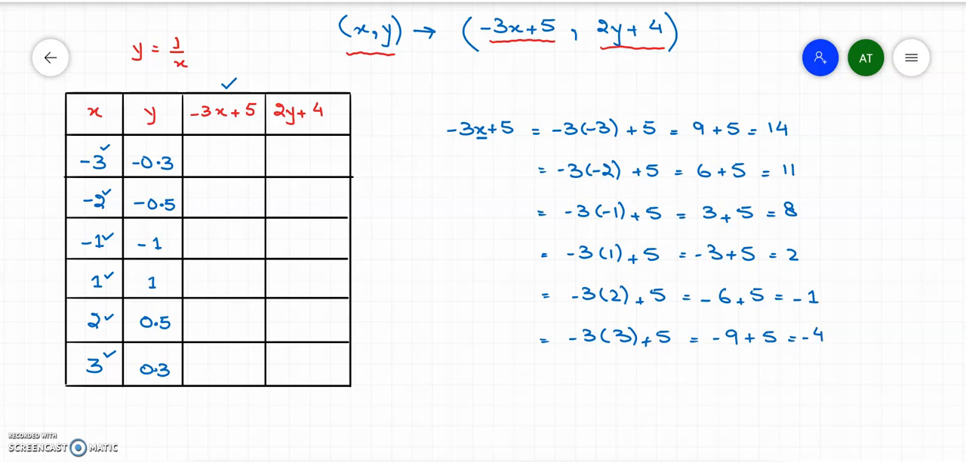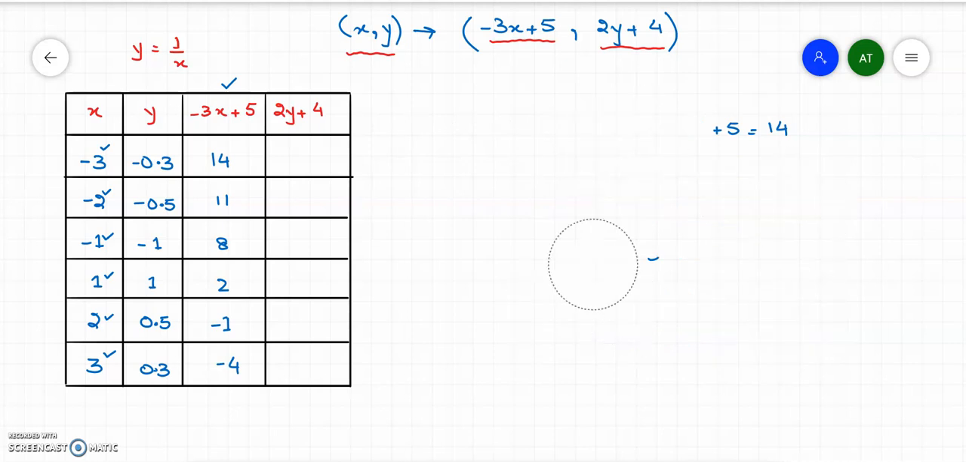Right? Okay, let me write down the values. It's 14, 11, 8, 2, negative 1, and negative 4. Right? Okay, let's move to the last column, the fourth one. In the fourth column we have 2y plus 4. Let's substitute the y values one by one and get the values for the last column.